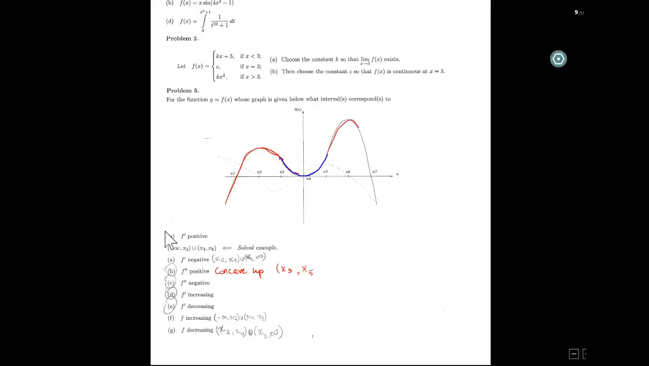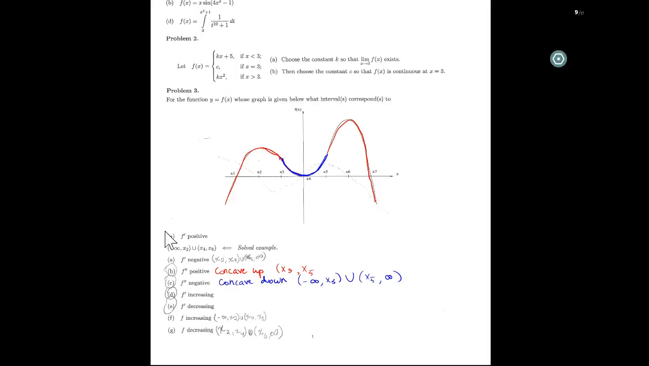I'm going to try to highlight. That's what it looks like to me. This is where it's concave down, which I traced in red, and then concave up, which I traced in blue. So where is f prime negative? I'd probably say it's concave down from negative infinity to x3, and then x5 to infinity.